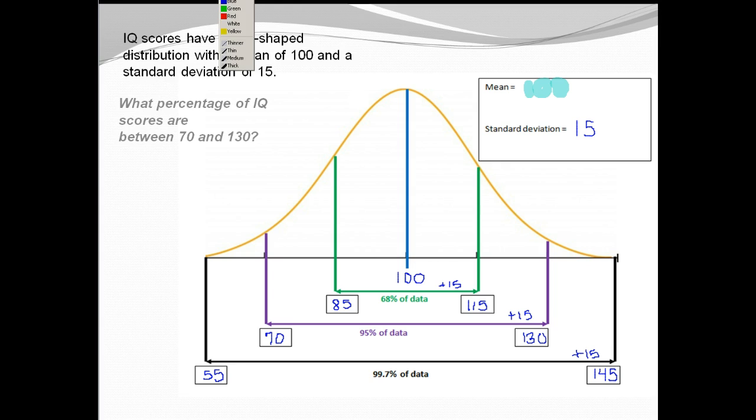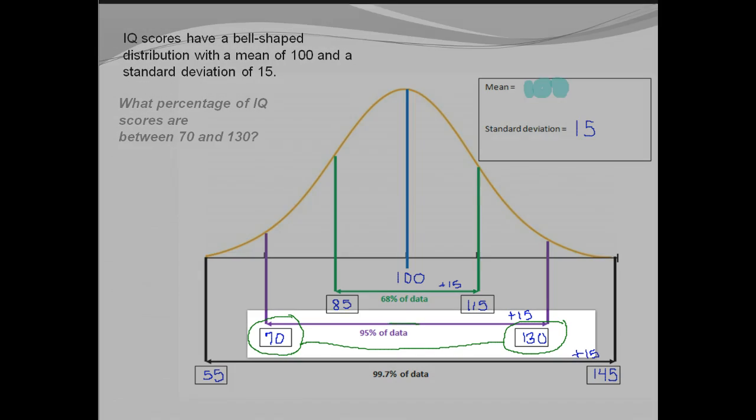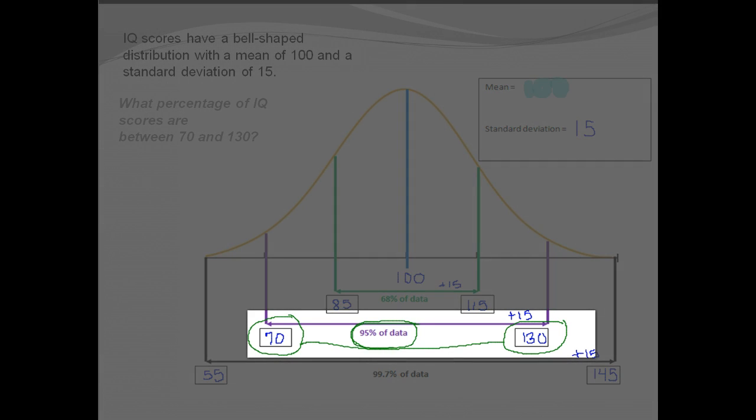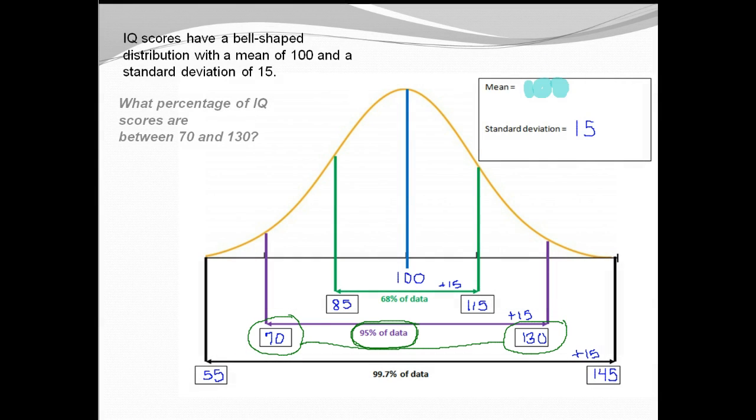Let's answer the question that we were asked. What percentage of IQ scores are between 70 and 130? Well, we want to know how many are between 70 and 130. The empirical rule tells us that 95% of the data is within 2 standard deviations, and we just calculated that 2 standard deviations hold 95% of the data. So now we know 70 and 130 encompass 95% of the data.